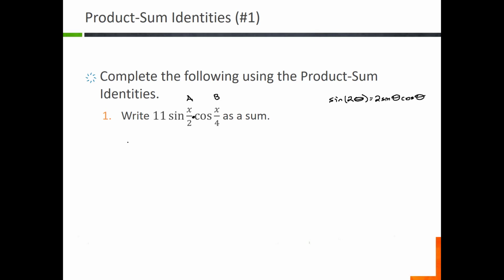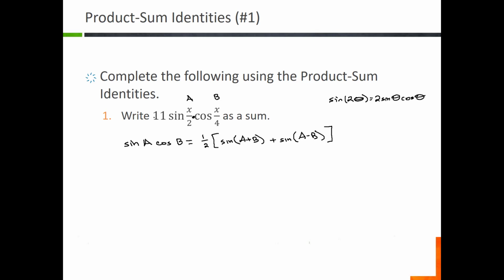So our identity that we're going to use is, if we have the sine of A times the cosine of B, well, what is sine of A times cosine of B? That's a product. And our identity told us that was equal to 1/2 times the quantity of the sine of A plus B plus the sine of A minus B. Okay, so A in this case is the x over 2, B is the x over 4.